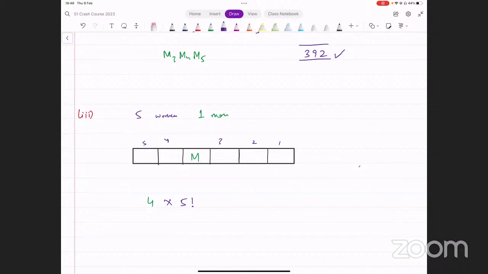All right, 4 options for the man. Once we have placed that man in one of those 4 boxes, then we have 5 factorial ways of arranging the women in the remaining 5 boxes. And that is going to give you the result 4 times 5 factorial. That turns out to be 480. And that's your solution. All right. This is what we had to find in this third part.